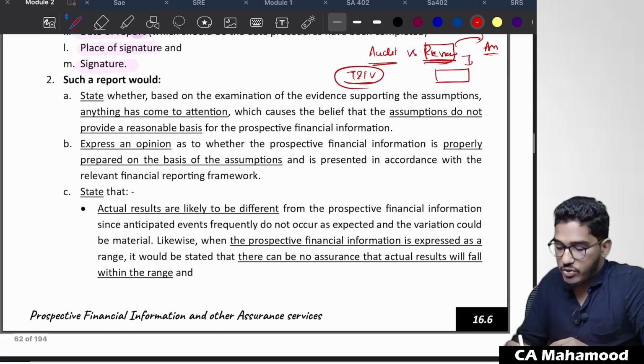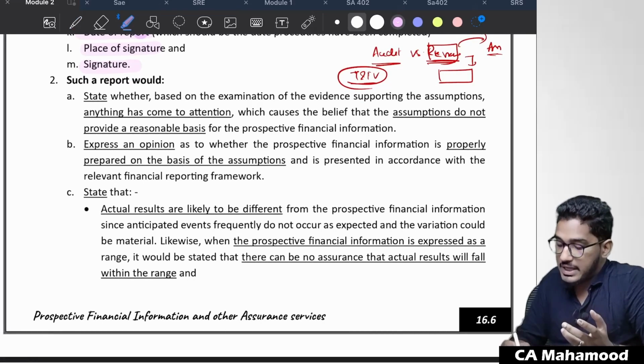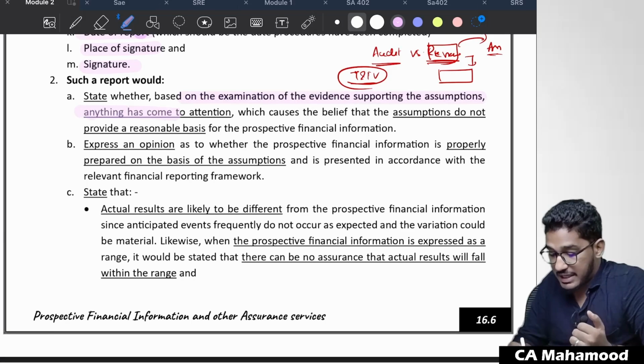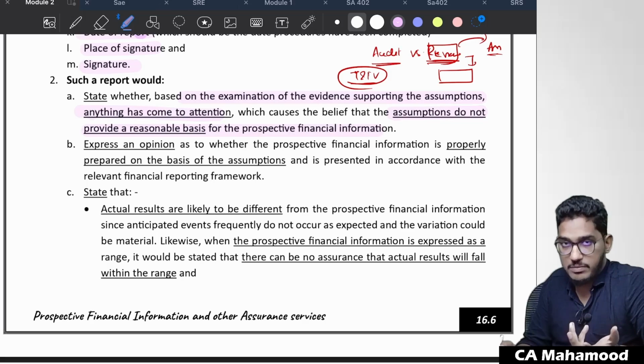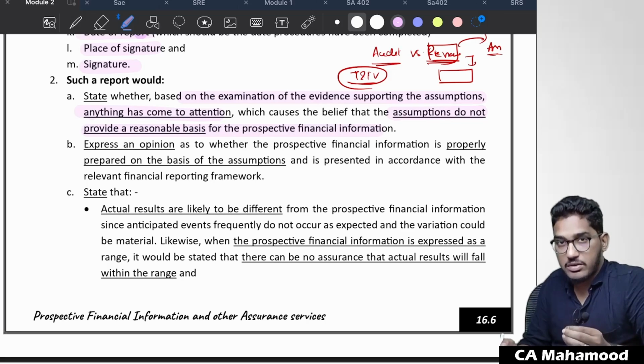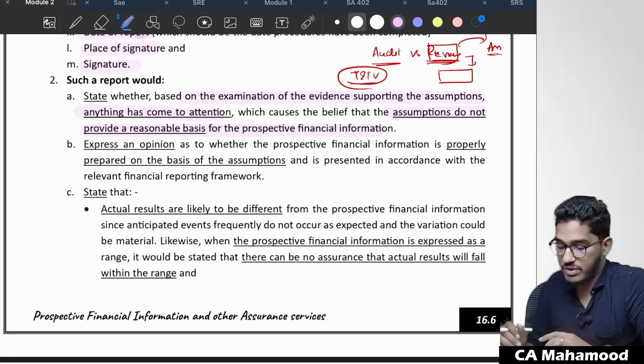Next, such a report would state certain things. State whether, based on the examination of the evidence supporting the assumptions, anything has come to attention which causes the belief that the assumptions do not provide a reasonable basis for the prospective financial information. As I've told, you have to comment that on the basis of whatever procedures you have performed, did anything come to your notice which makes you believe that the assumptions are not reasonable, that is, unrealistic? That you have to comment.